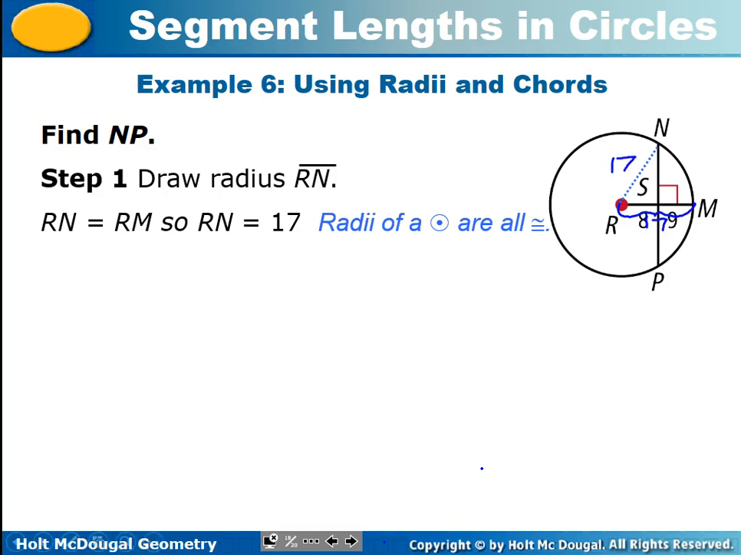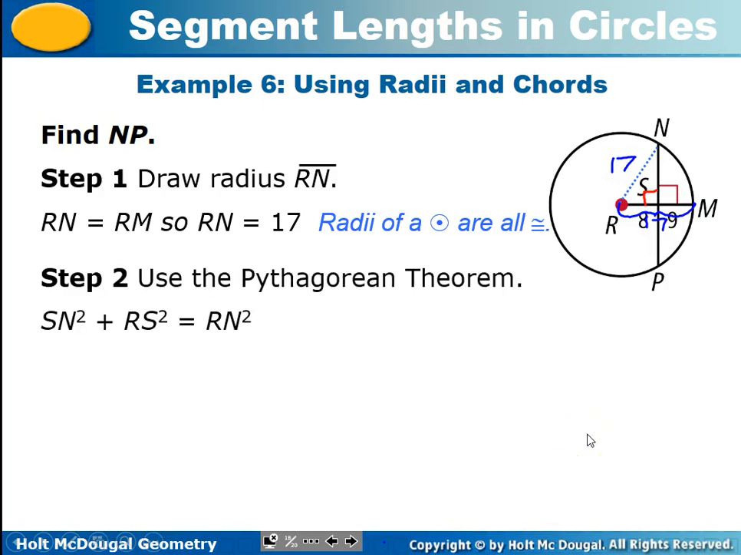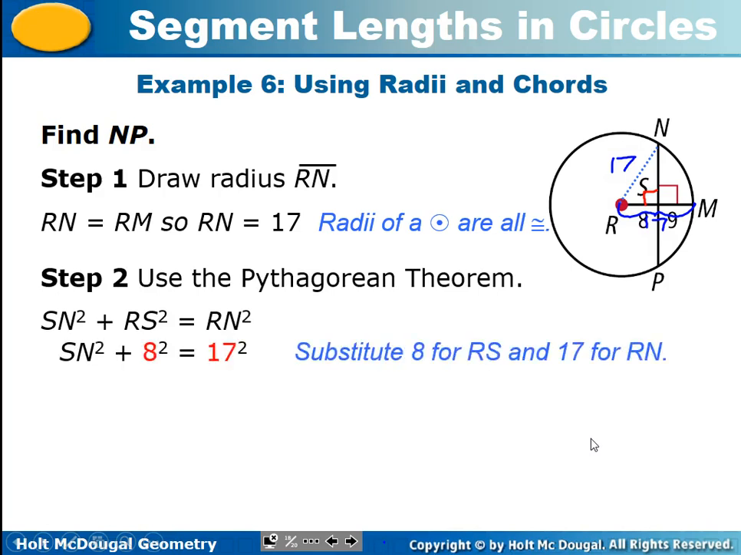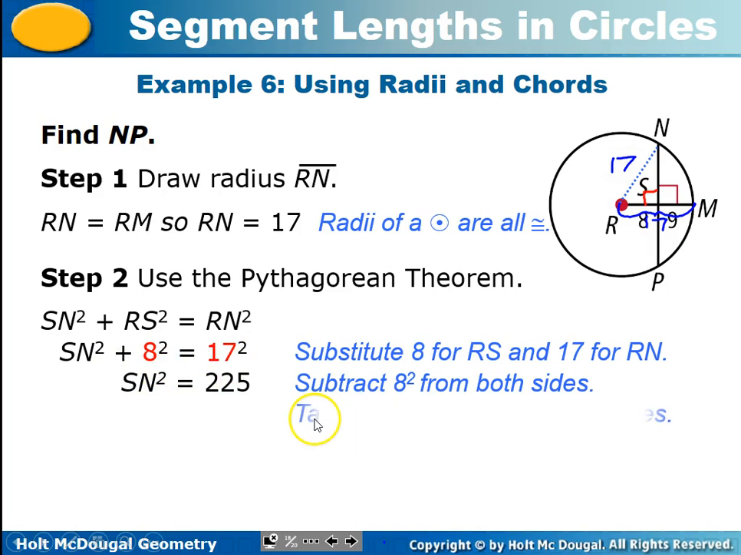Now what you should see is that I have a right triangle. Hopefully you recall that I said the most frequently used theorem we're going to use all year is the Pythagorean theorem. So guess what we're going to use right now to solve for NS? We're going to use the Pythagorean theorem. We plug in our values here. 8 squared is 64, 17 squared is 289. We subtract 64 from 289, which gives us 225. We take the square root of both sides so that we get just NS. So NS is 15.